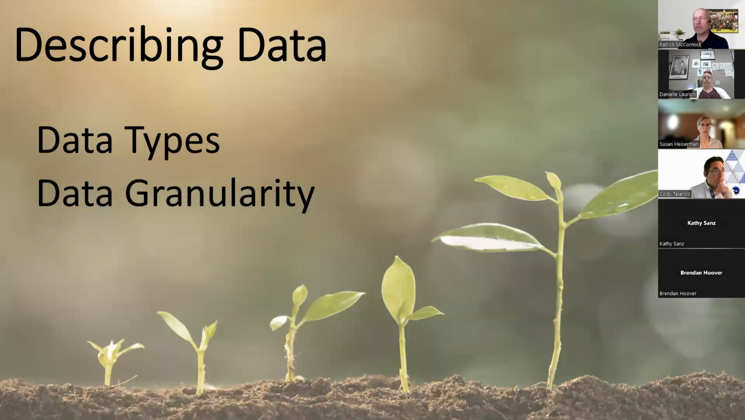All right, so that's a little bit about the skills. Next, I want to start talking a little bit more in depth about some of the terms that you might hear related to data, some of the types, and then especially the granularity.